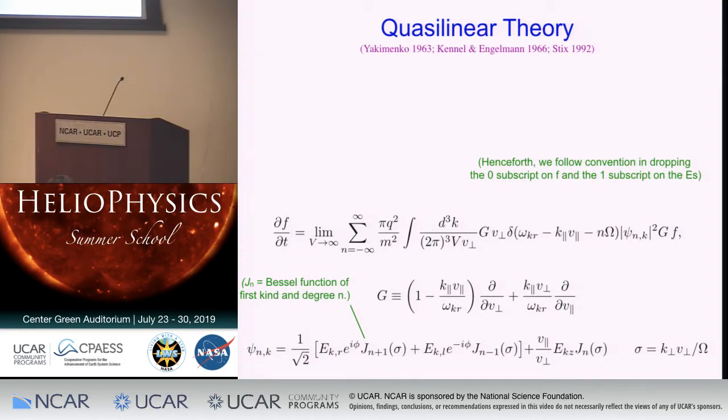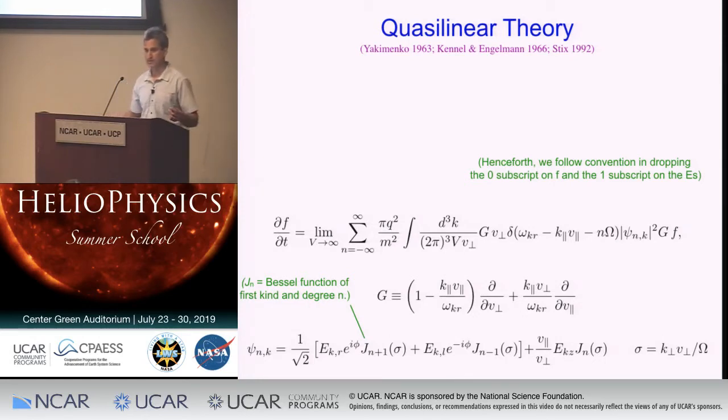q is the charge, m is the mass of the particle. Then we have this operator G. This G is just this operator here. It's a combination of derivatives in the v perp and v parallel direction. There's this term here, psi nk modulus squared. Psi nk is this combination of electric field Fourier amplitudes multiplied by Bessel functions. The Bessel functions' argument is sigma. This is k perp v perp over omega. Remember, v perp over omega is the gyro radius, so k perp rho is the argument of the Bessel functions. Okay, those are what the terms literally are defined as.